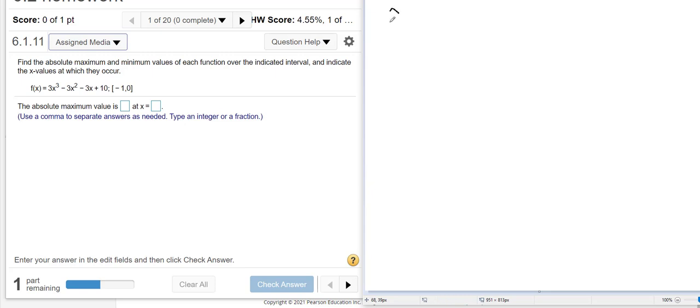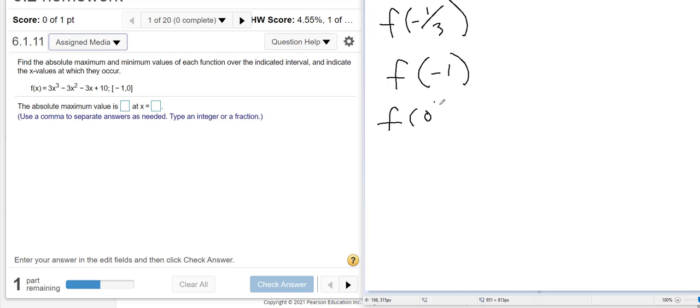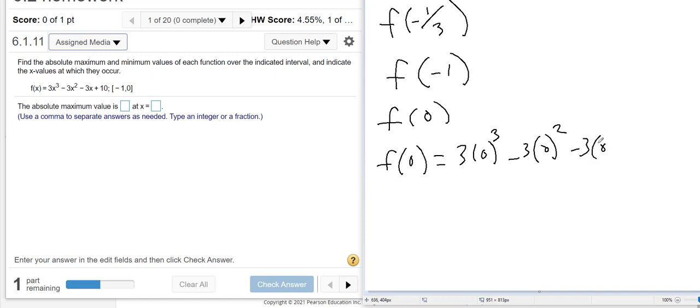So I need to find f of negative 1/3, f of negative 1, and f of 0. It doesn't matter which one you do first. I'll do the 0 first because that's the easiest one. 3 times 0 cubed minus 3 times 0 squared minus 3 times 0 plus 10. This gives me a 10. So f of 0 is 10. That's one of the values.